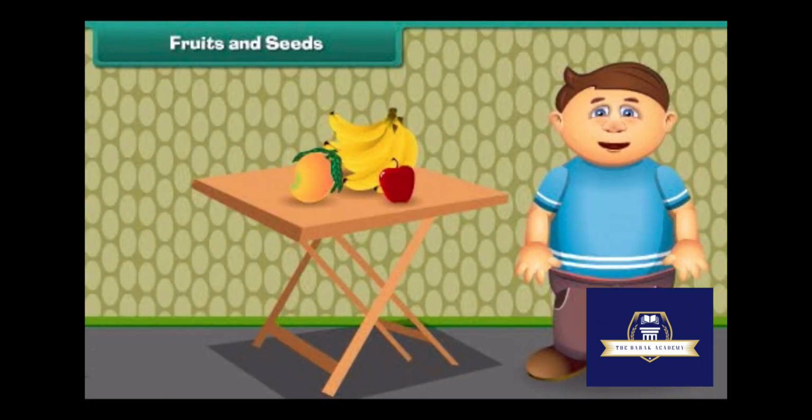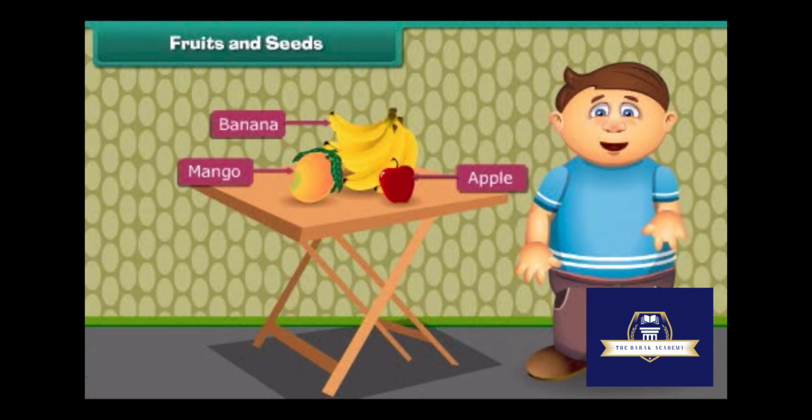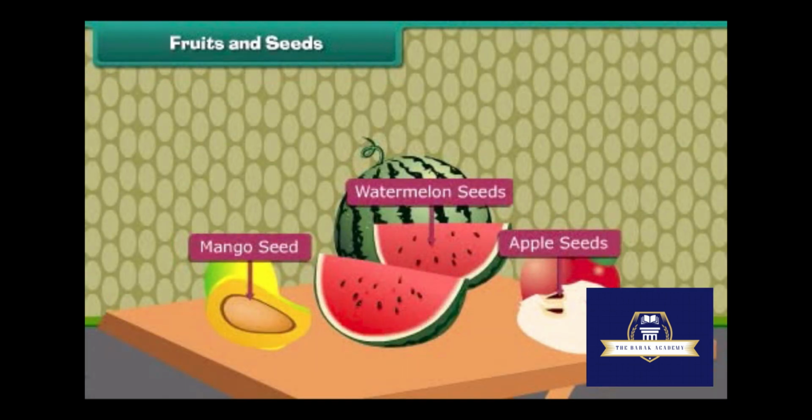I know that most of you like fruits. Fruit is the juicy part of the plant. It forms from the flowers of the plant. Fruits are of different shapes, sizes, and colors. Fruits are good for health as they contain many vitamins. Friends, seeds are present inside the fruits. Some fruits like mango have only one seed inside them, while others have many seeds, like apple and watermelon.